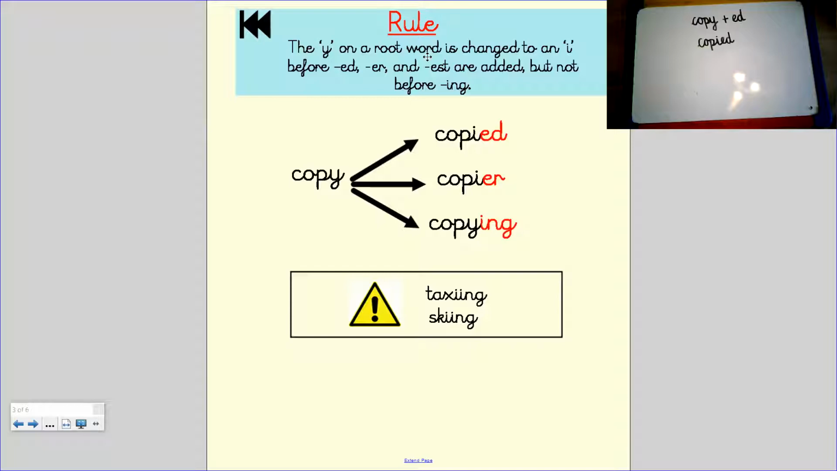Next one, copier. So I've got my root word copy. I'm adding my suffix er. Because I'm adding er, I need to remember to change my y to an I before adding my suffix.